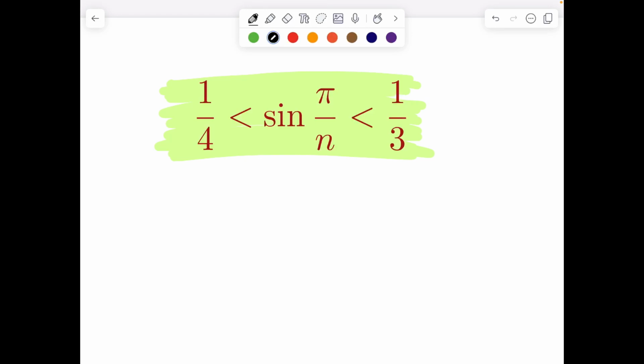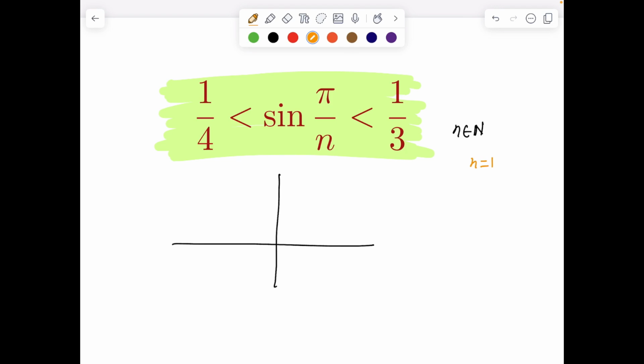Beautiful question. So here we go. We need to find all natural numbers n, where n belongs to natural numbers, such that this inequality holds true. So basically we have to sandwich sine theta between these two windows. Okay, so before we go further, it's better we can play a game here.